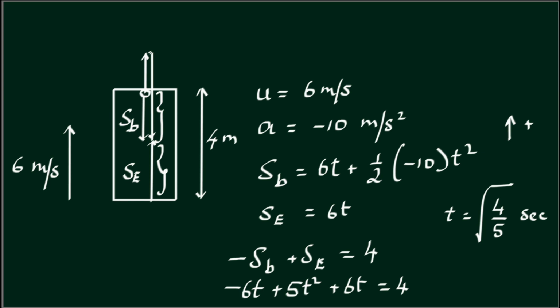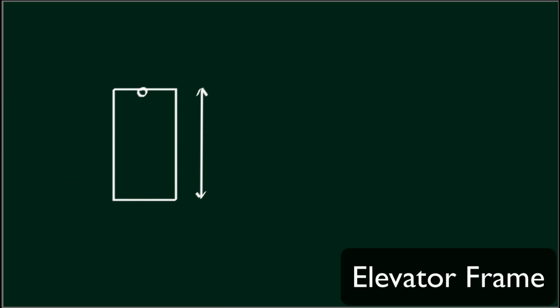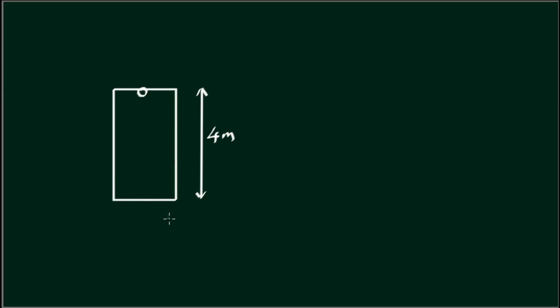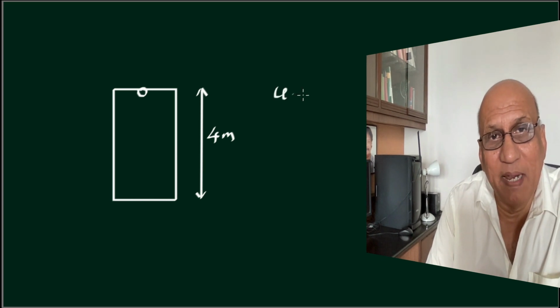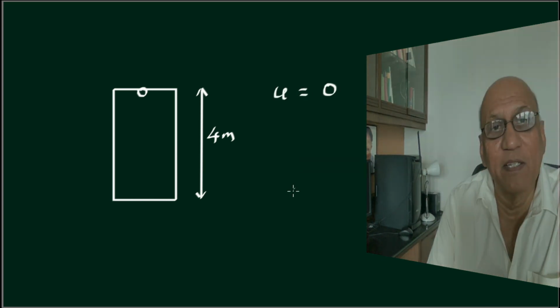Now let's do the same problem in the elevator frame. In the elevator frame of reference, this 4 meter tall elevator is not moving. Around it, the elevator shaft and the building are all moving at 6 meters per second downwards. But we don't care about that. As far as we are concerned, it's a stationary elevator, and when the bulb breaks loose, its initial velocity is 0.